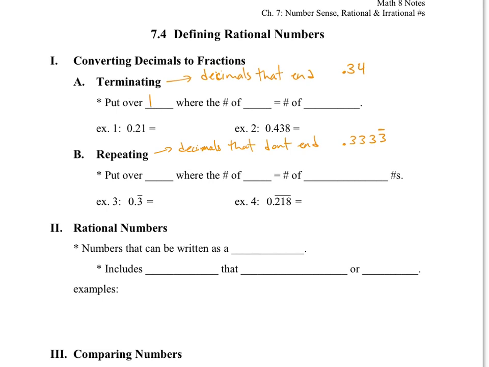And then we have to figure out the number of zeros. So not 100 every time, it might be over 10, it might be over 1,000. Where the number of zeros equals the number of decimals.